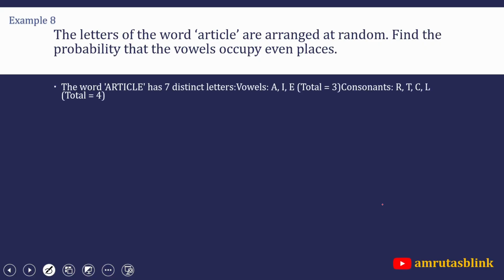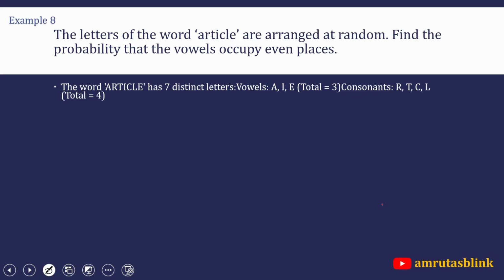So let's understand the problem statement first. Given word is article. So how many distinct letters are there in this word article? That is A, R, T, I, C, L, E. So there are 7 distinct letters. Now if we observe carefully, no single letter is repeated. All these are 7 distinct letters. Now out of these 7 letters, how many vowels are there? There are 3 vowels, that is A, I and E are vowels, and there are 4 consonants, that is R, T, C and L.